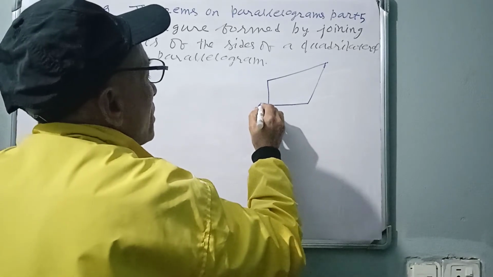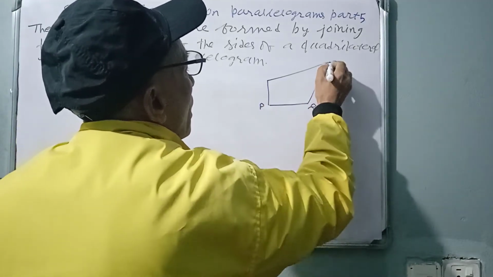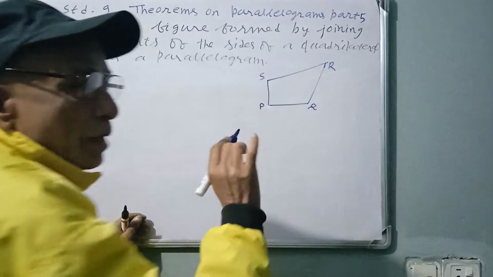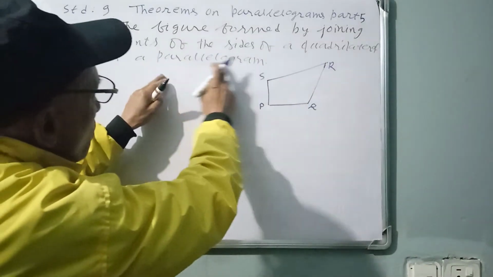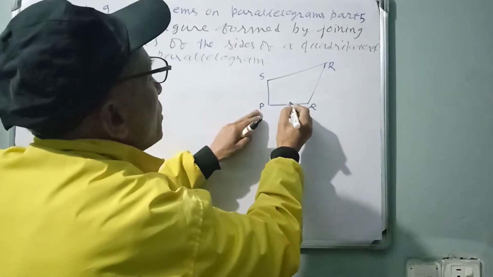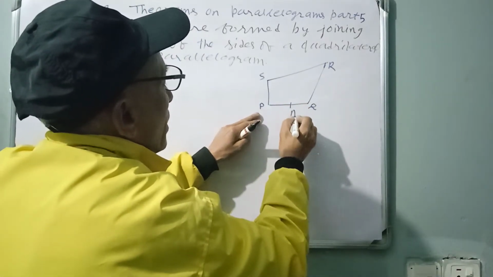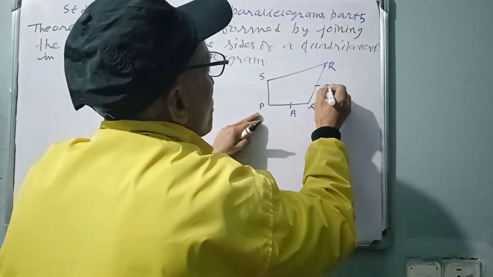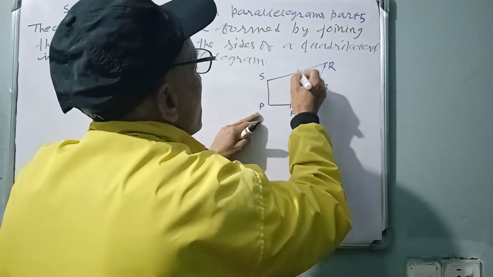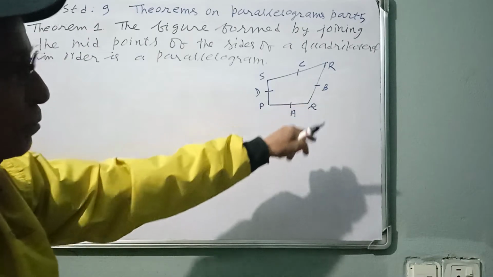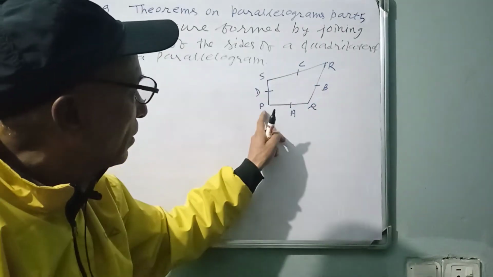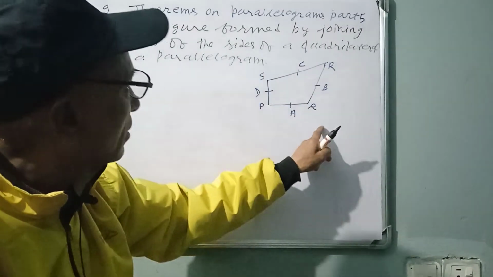Suppose its name is PQRS. You can give any name. The figure formed by joining the midpoints of sides. PQ midpoint, suppose A. QR midpoint, suppose B. RS midpoint, C. SP midpoint, D. The midpoint quadrilateral given, PQRS quadrilateral given.